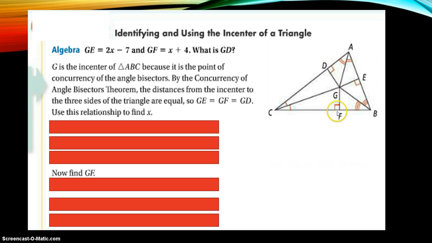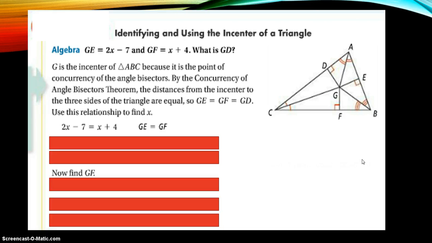And do you see how this is not necessarily a perpendicular bisector? It can end up being that way, but do you see how this length is significantly longer than this length here? It does not have to be a perpendicular bisector, just the perpendicular distance to the line. So the idea here is that GE is 2x minus 7 and GF is x plus 4. Since they are equal, we're going to set up an equation that sets them equal to each other.